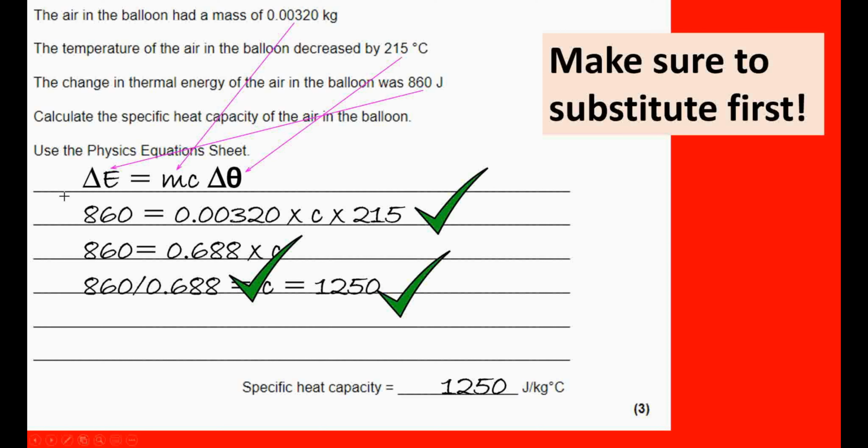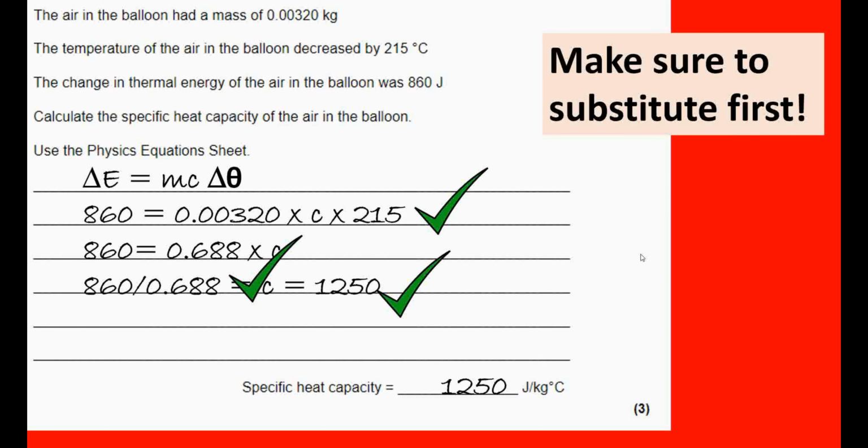Okay, so once I've substituted in, then I can make my life a little bit easier by simplifying it, by multiplying 215 by the 0.0032. I simplify that a little bit to make the rearranging a little bit easier. So I substitute, I might simplify it, then I rearrange, then I get the answer, then I put it in my answer line. Okay, so make sure you substitute first. Substituting first is a really important thing to do.